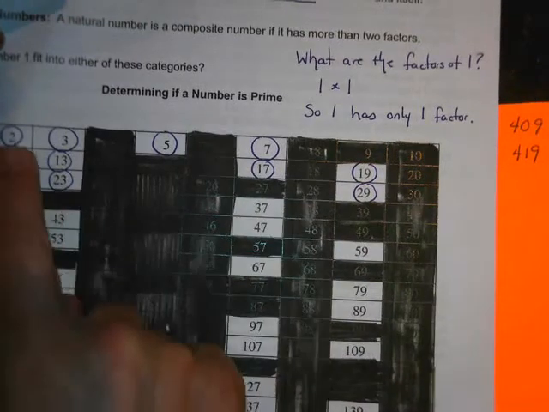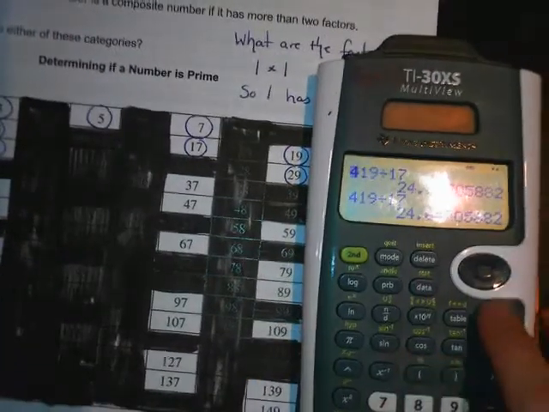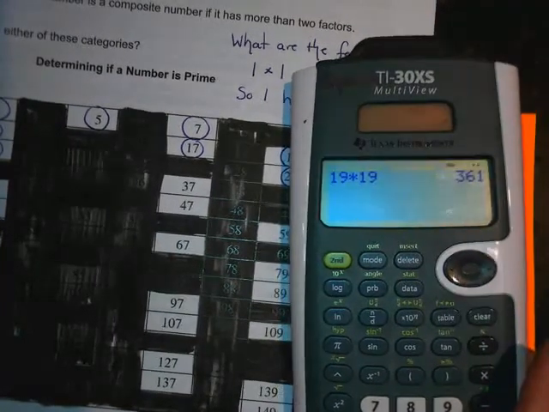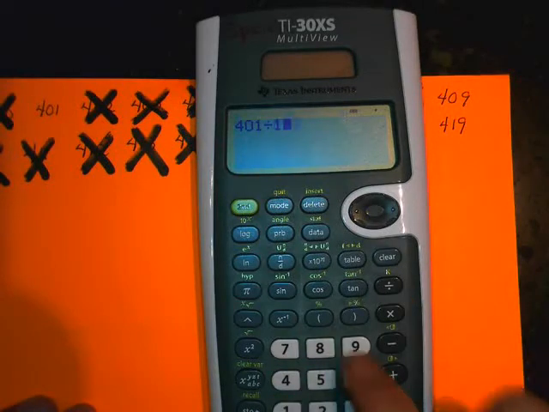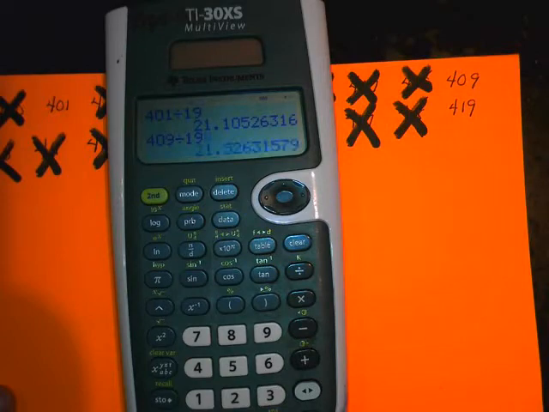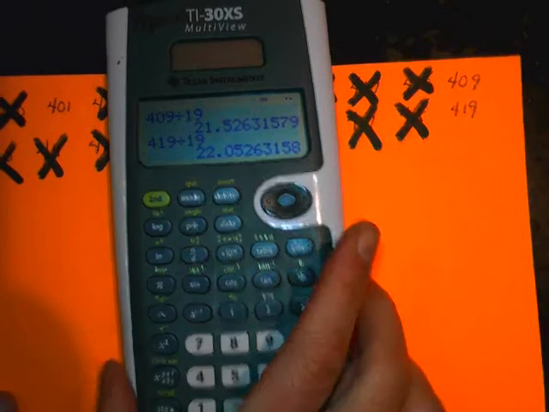So we've crossed off all the multiples of 19 up into 19 times 19. Am I still on the chart? I am, because now my chart goes into the 400s. So I'm going to check if 19 is divisible by those. So 401 is not. 409 is not. And 419 is not.